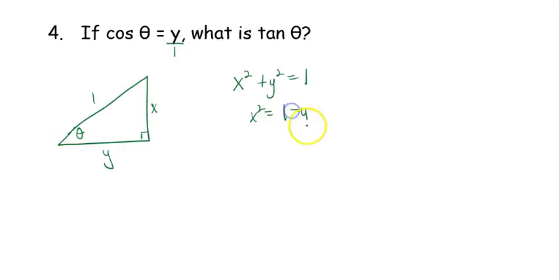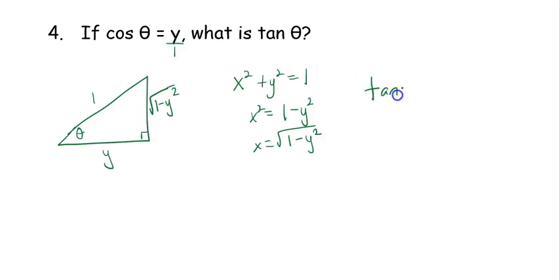So that would be 1 minus y squared, and take the square root. So x will be the square root of 1 minus y squared. Now that I've done that work, I'm going to erase this x and put that this is the square root of 1 minus y squared. And so that's how this is all going to work out.